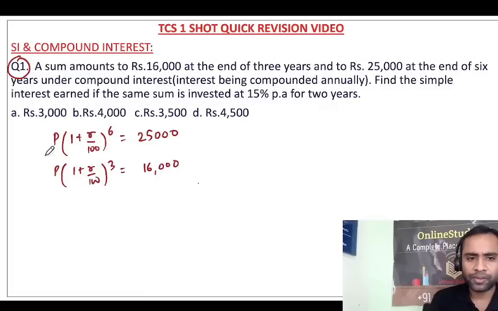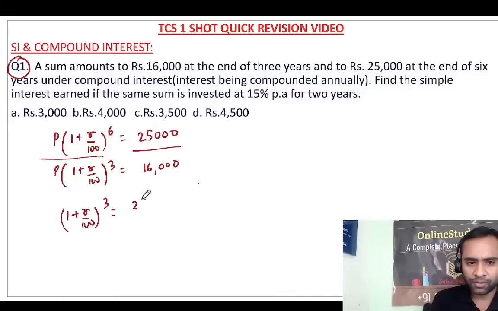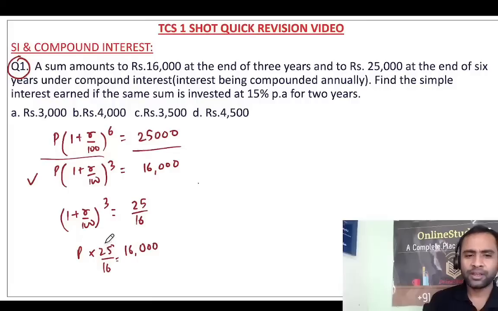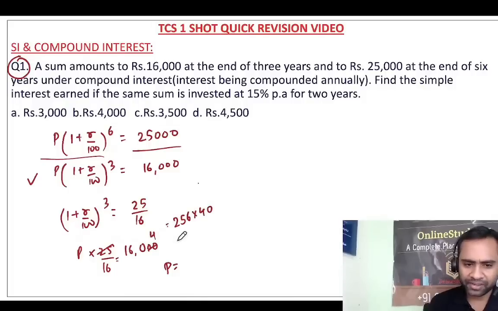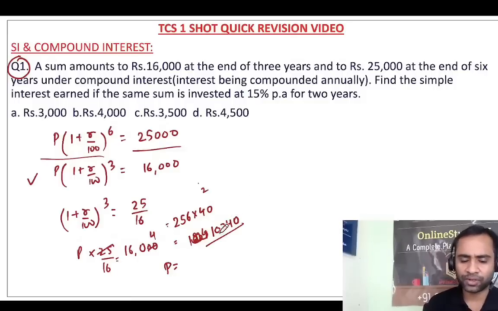So what we will do, we will just divide it. It will become (1 + r/100)^3 equals 25/16. Now put in this equation: P into 25/16 equals 16,000. Now can you tell me what will be the principal from here? So 16,000 by 25 into 16 will become 256 into 40. 256 into 40: 4 sixes are 24, and 1, 2, so it is 10240. This is nothing but my principal.